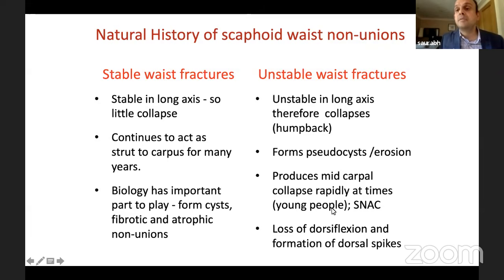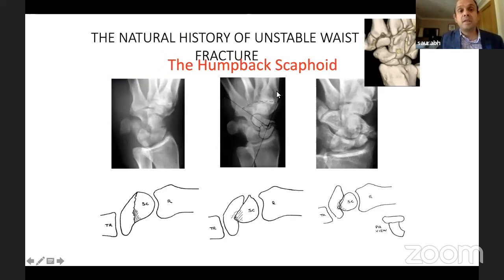Another thing to remember, scaphoid is a different kettle of fish in very young people. So sometimes I'll see 13, 14, 15 year olds with scaphoid fractures. These are the ones you have to watch very carefully, in the sense that if left untreated, not given a plaster, they can collapse and they can go into humpbacks. And then of course, if a humpback happens, then dorsal spurs, osteophytes and spikes will form, which will give you impingement on extension. Again, I'll show you in the next slide what it means. So see here, unstable waist equals humpback.